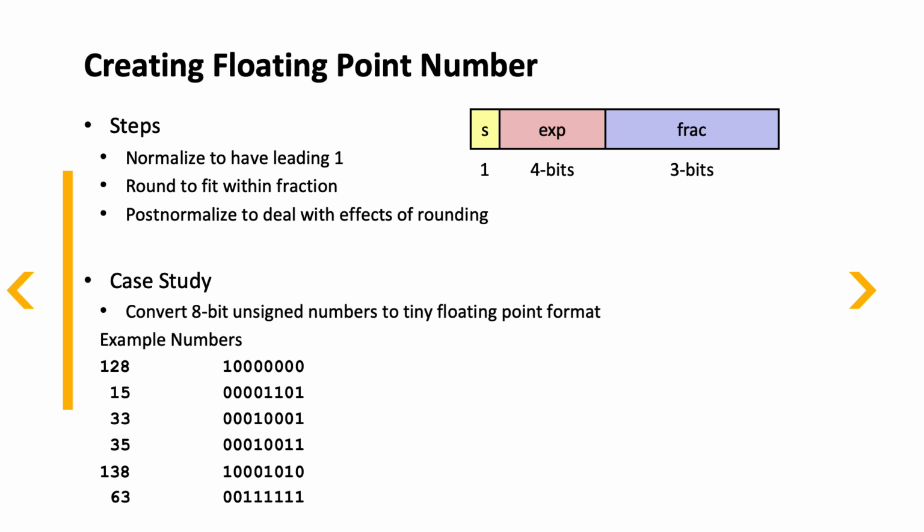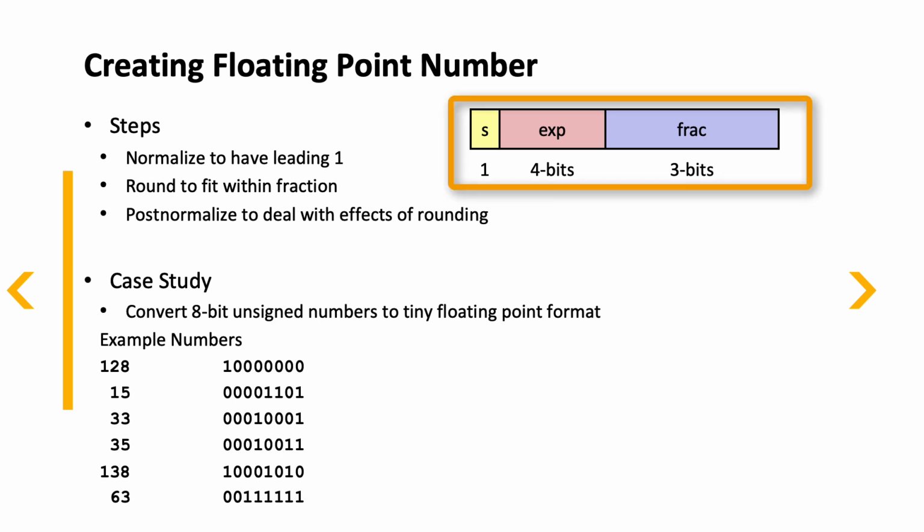Because remember, when we're dealing with a normalized floating point value, we have that implied leading 1 when we take the frac field and turn that into the significand. We have to assume there's this implied leading 1 that we don't have to waste a bit representing. So that's our first step: we set things up so that it has a leading 1. We round it to fit within the frac field. And then we post-normalize to deal with the effects of rounding. We'll actually see an example of what that means in the examples we're going to go over.